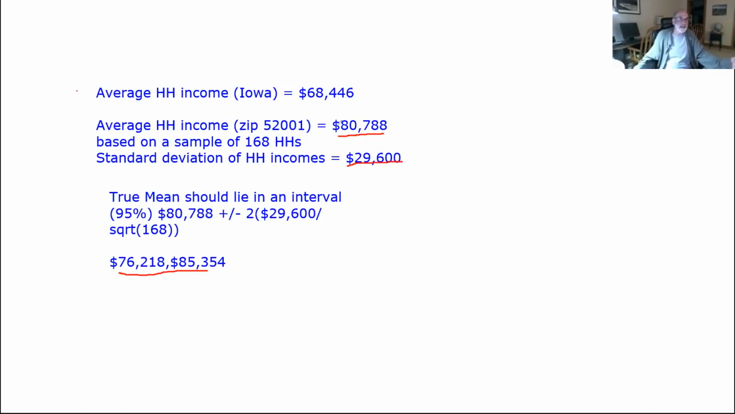So there's no black and white answer to this. We cannot declare 52001 has higher income than the rest of the state. There's a chance we'll be wrong. We can say we're fairly sure of that because the evidence is pretty strong that 68,446 is a pretty unreasonable level. If this is a truly random sample, that's a pretty unreasonable level for what the average income would be if we had all the 5,603 households in 52001. So we have found something here. I think we can fairly safely say that has higher income than the state average.